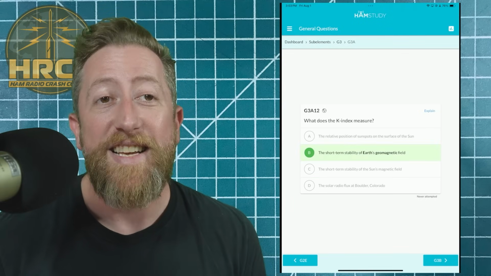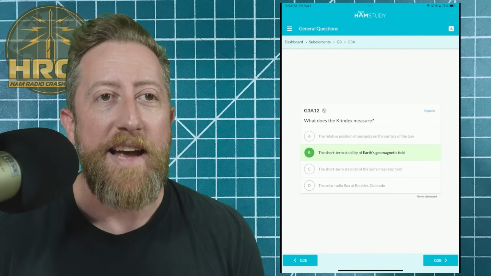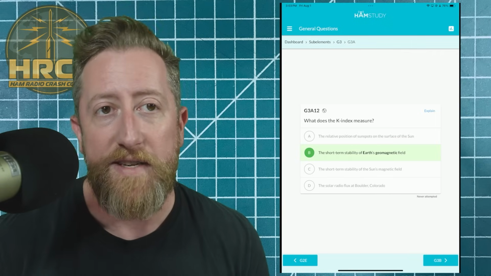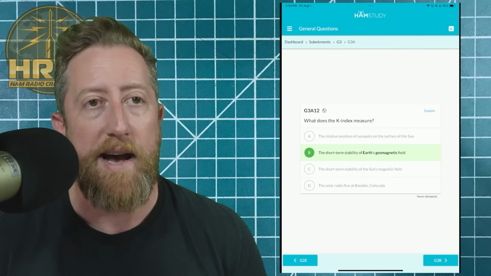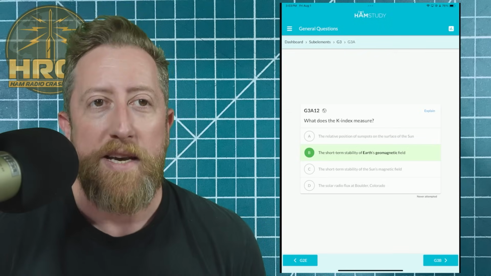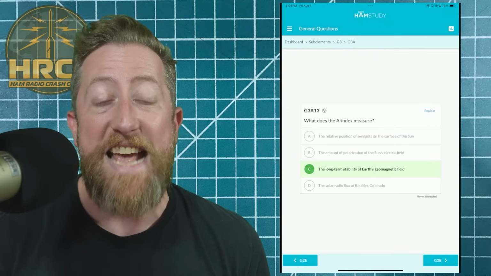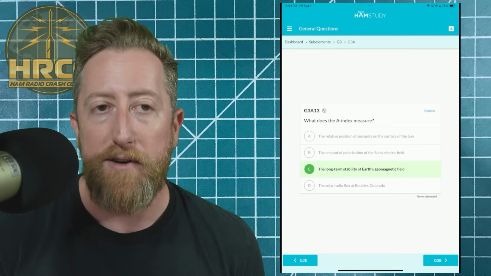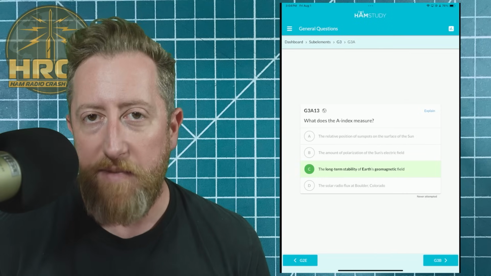Question 12. What does the K index measure? And it's the short-term stability of the Earth's geomagnetic field. Stability is good in this case for radio operation and propagation, so K-index is something to keep an eye on. What does the A-index measure? And that's the long-term stability of the Earth's geomagnetic field. Again, something to keep an eye on.